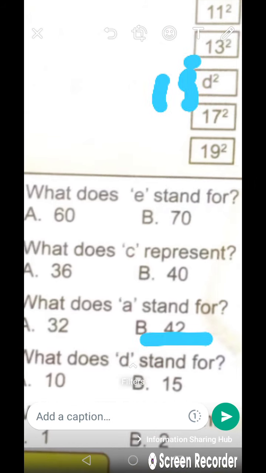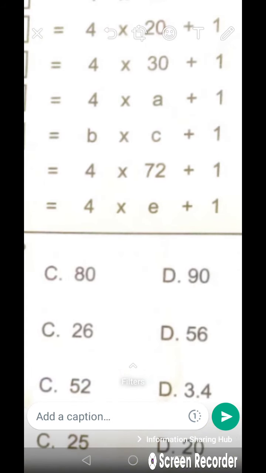Okay, so let's go to the next one. What does E stand for? Where is E? From the addition we've done, you will discover that E is 90. E is 90. So we need to select our answer. E is 90.